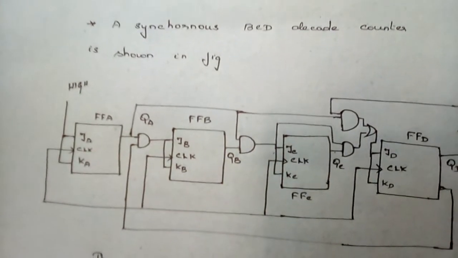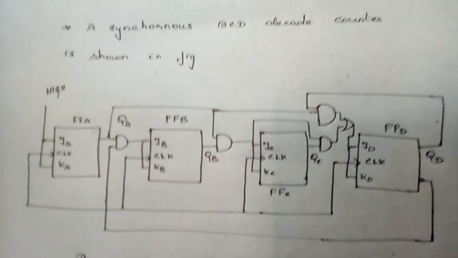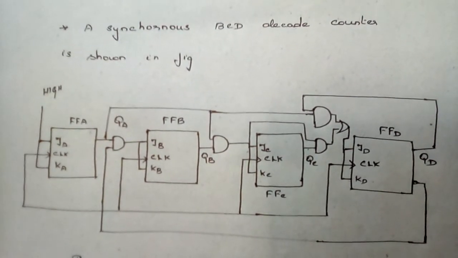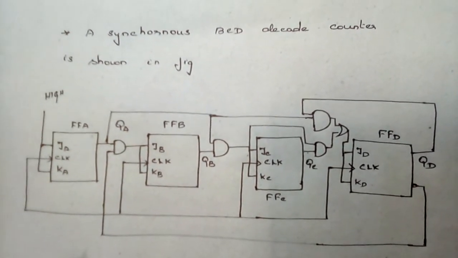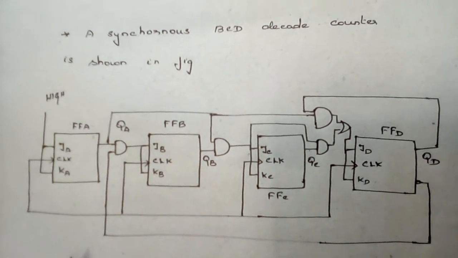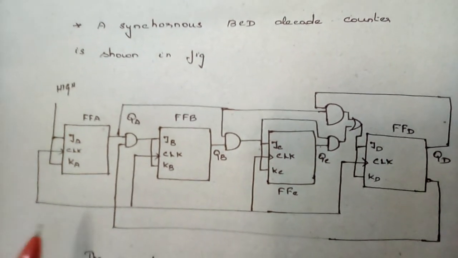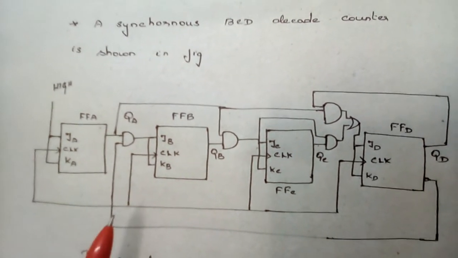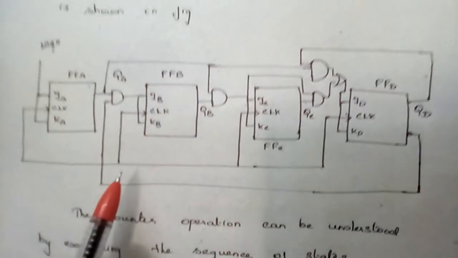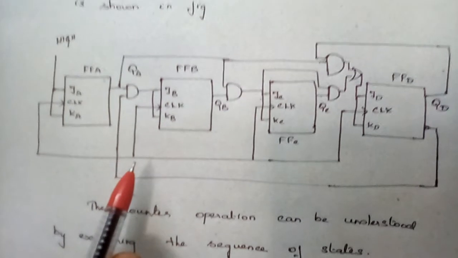Synchronous counter differs from asynchronous counter only by means of the clock pulse. Here, in each and every flip-flop we provide a clock pulse, but in the asynchronous counter a single pulse is given to one flip-flop, and the output of the first flip-flop is given as the clock to the second flip-flop. This is the main difference between the synchronous and the asynchronous counter.